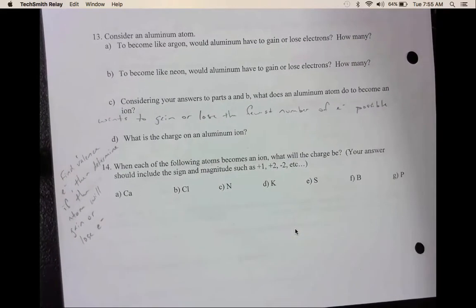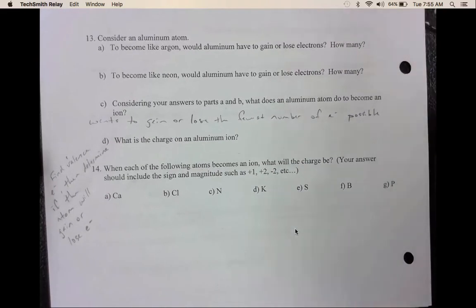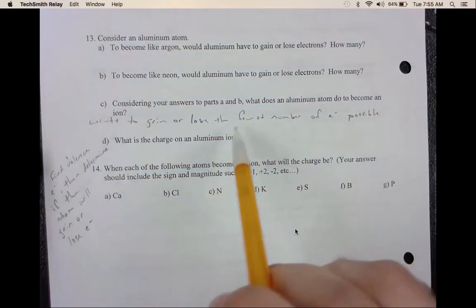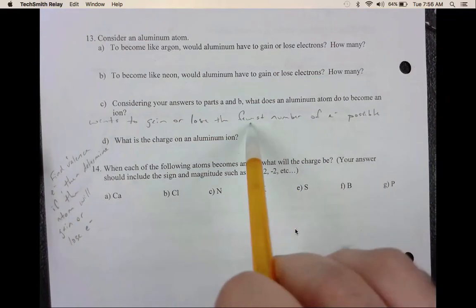Question 13. So when you're thinking about whether or not an atom will lose or gain electrons, just compare the numbers. So remember, it wants to gain or lose the fewest numbers possible.